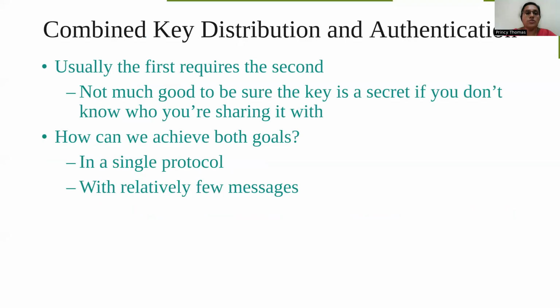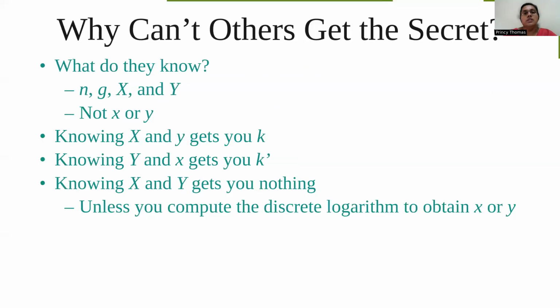So with this, we are ending Diffie-Hellman. In the next class, we will go into detail on elliptic curve cryptography.